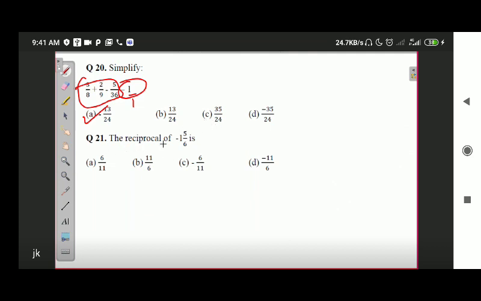Next, you have to find the reciprocal of -1 5 by 6. So -1 5 by 6 is a mixed fraction. We cannot find the reciprocal of that directly. So in order to find its reciprocal, first of all we convert it into an improper fraction. That is 6 1s are 6, minus 6 plus 5 upon 6, that is 6 and 5 is 11. So 11 upon 6 negative. If you want to find its reciprocal, this will be minus 6 upon 11. That is option C.